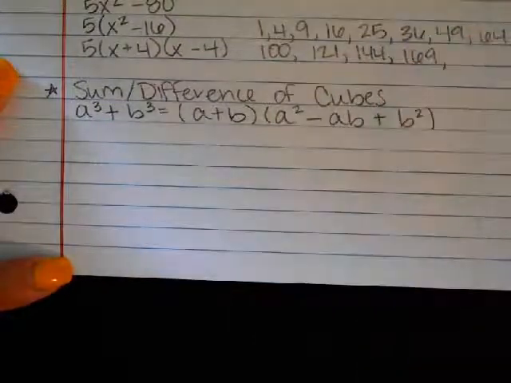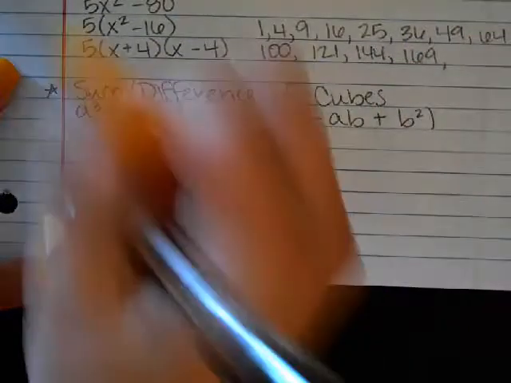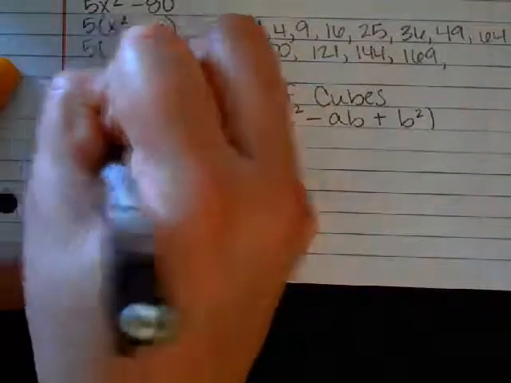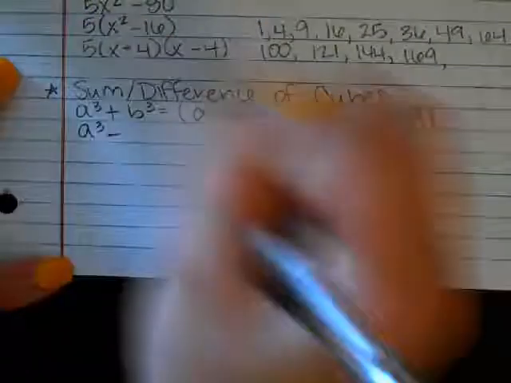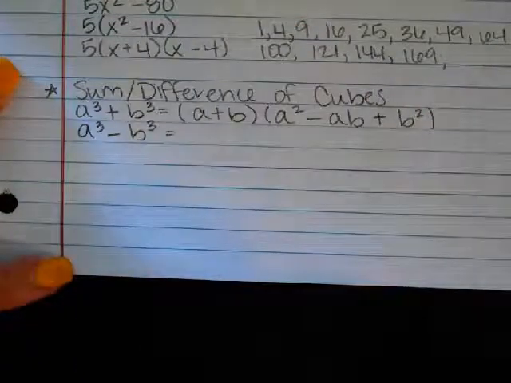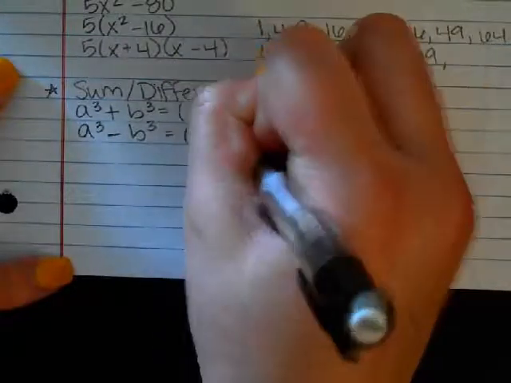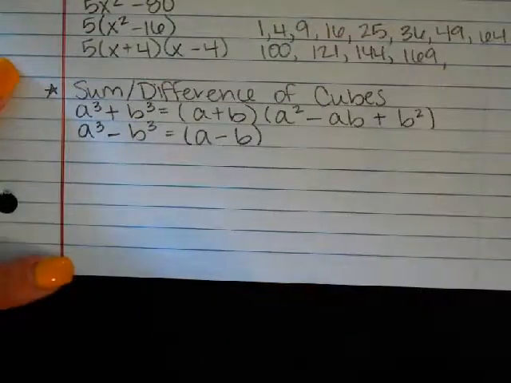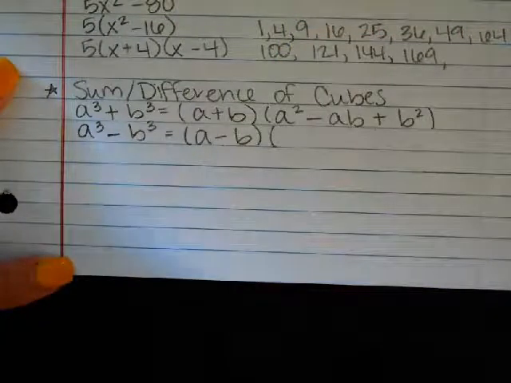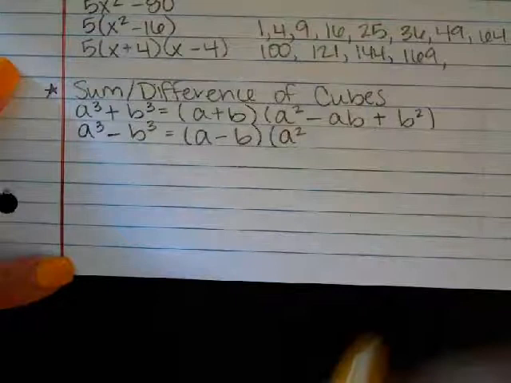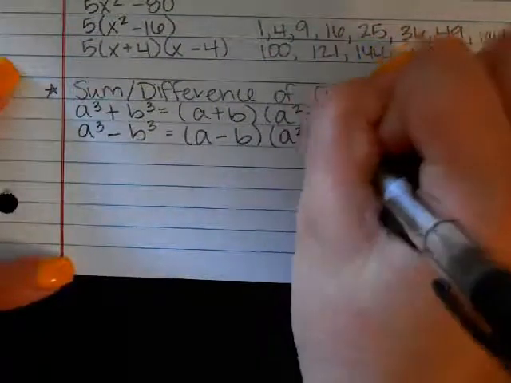All right, the next one. A cubed minus b cubed. Okay? First parenthesis: a minus b. All right? Then a squared, plus ab, plus b squared.